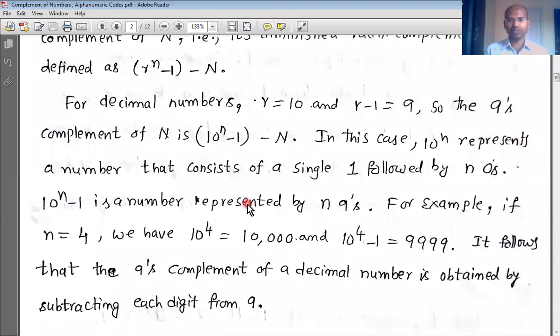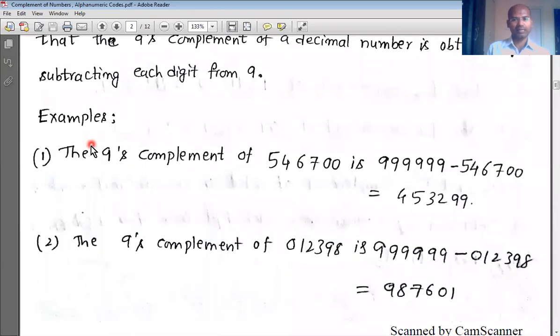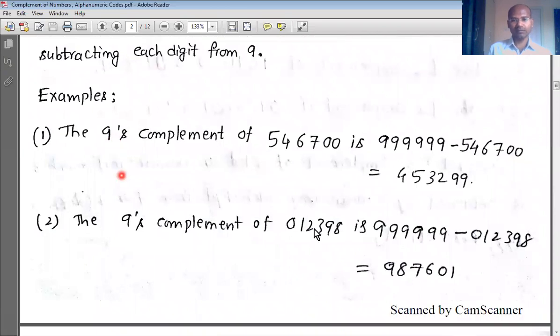Let's use some examples to understand this. If you try to understand the generalized idea, you will get confused, so let's understand it through examples. Here we have given some examples for the decimal number system. In the decimal number system, two complements are useful: 10's complement and 9's complement. 9's complement is the diminished complement, and 10's complement is the direct radix complement. We are looking at the diminished complement.